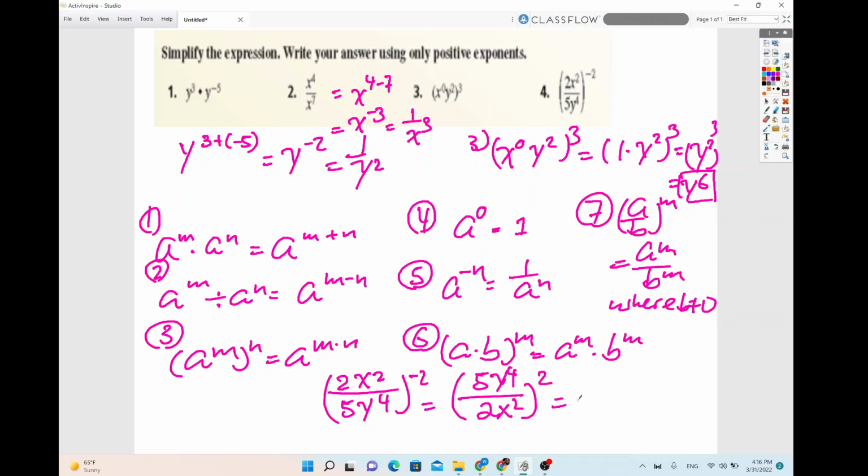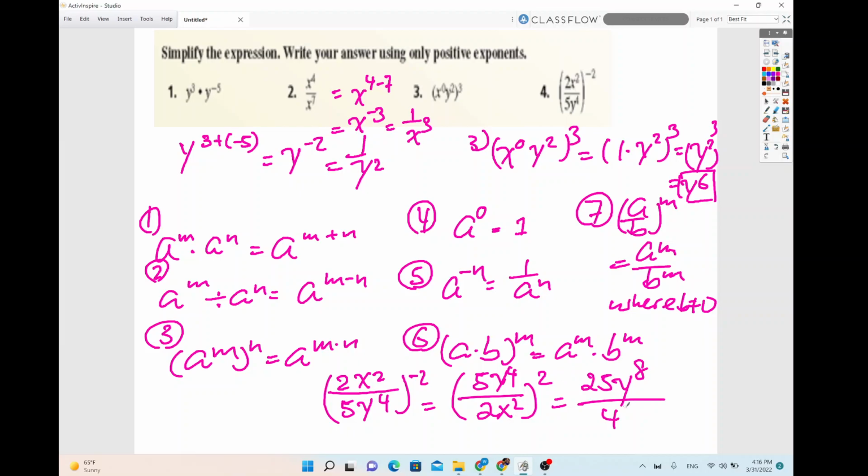And then for the power distribution, product and quotient, we distribute the power: 5 squared is 25. And then y to the power of 4 squared, that would be a power of a power, so we multiply to get y to the power of 8. And then in the denominator, 2 squared, so we get 4.